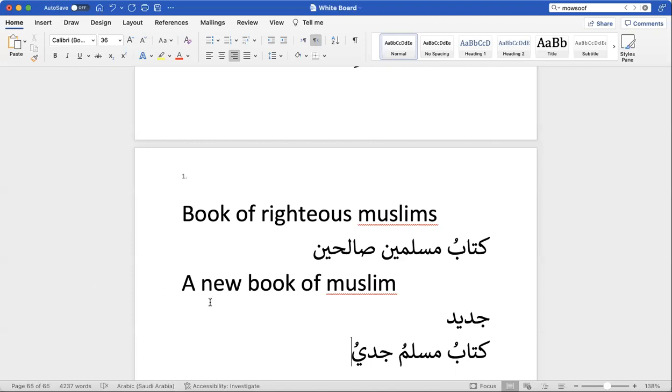Mudaf ilayh. Yes, it's a mudaf ilayh, right? So where is the mudaf? Where is the mudaf ilayh? Jadidi. A new book is mudaf, and after 'of', Muslim is mudaf ilayh. Very good. Excellent. So a new book is mudaf. This whole portion before 'of' is what? Whatever is before 'of' is mudaf, and whatever is after 'of' is mudaf ilayh. Good. Now try. So kitabu.